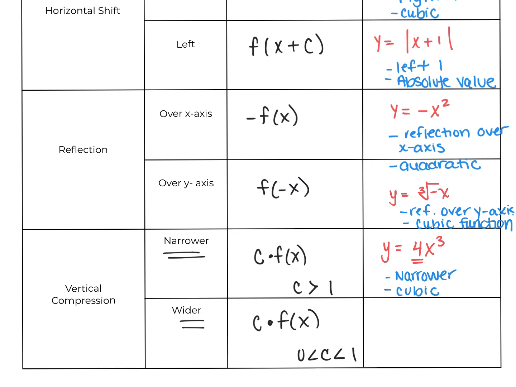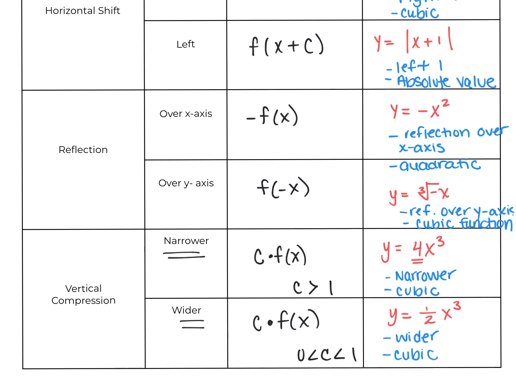And then we've got y equals 1/2, and we could use x to the third again. The 1/2 is a number in front that's between 0 and 1. Therefore, our graph will be wider, and cubic will be our parent function.